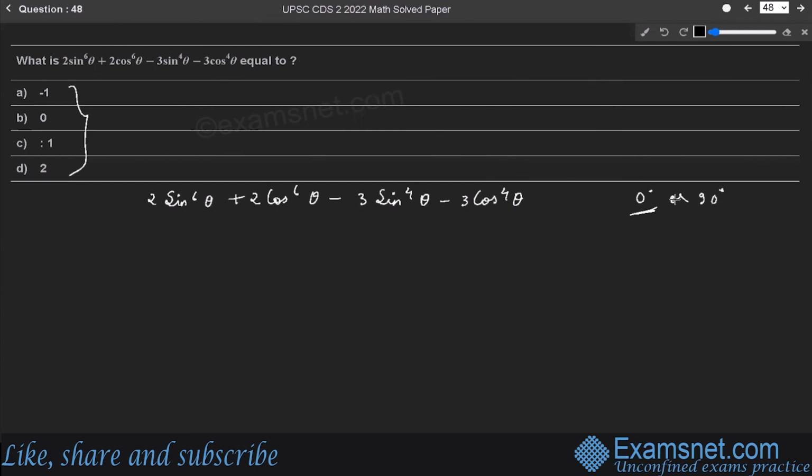So when theta is 0, sine 0 is 0. So this term will be 0 plus, cos 0 is 1, so it will be 2 into 1, and 1 power 6 is 1 only, minus again, sine 0 is 0.